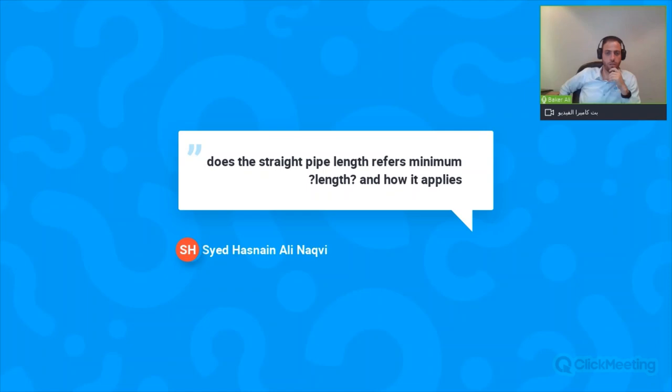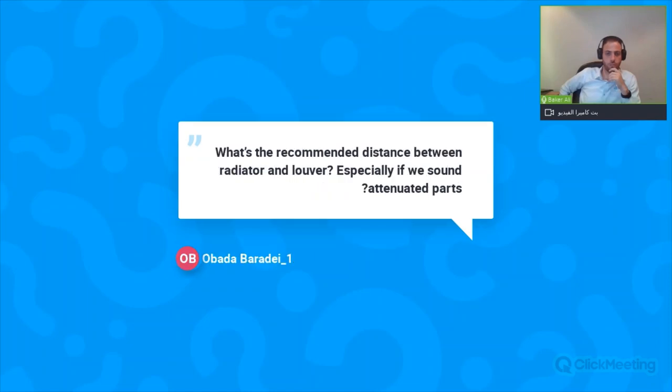Next question. What is the recommended distance between radiator and louver, especially if we have a sound attenuator?